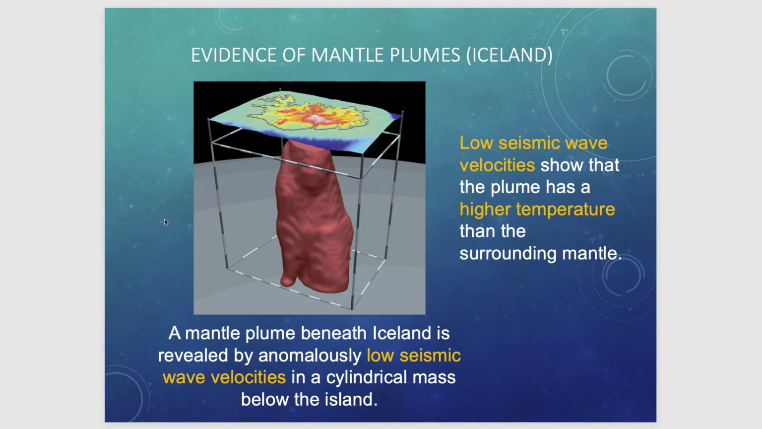So this relationship with temperature usually leads to low seismic wave velocities. So hot materials tend to have relatively low seismic velocity, and the plume usually is, as I stated, hotter than the surrounding mantle. Just to repeat that so that it's clear.